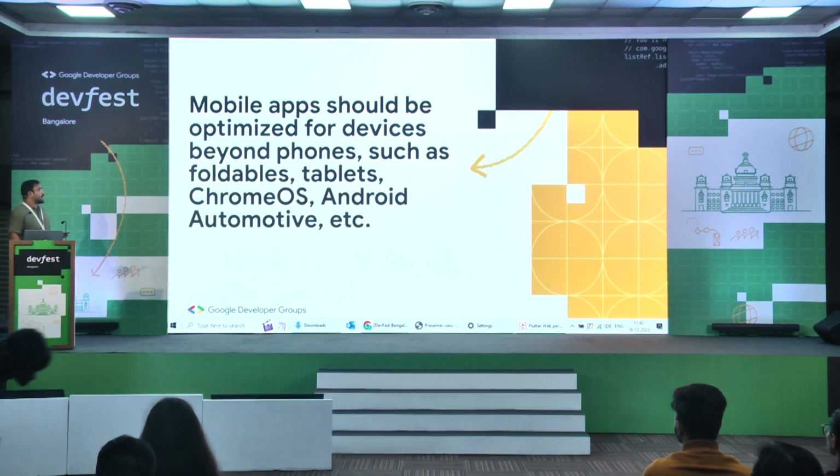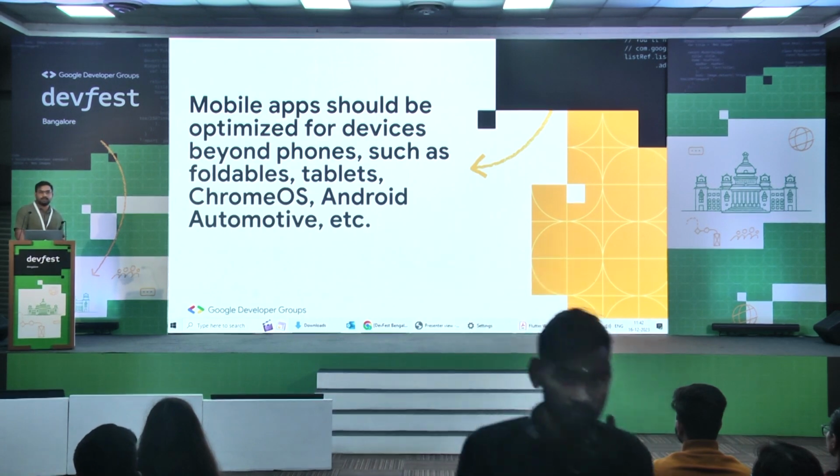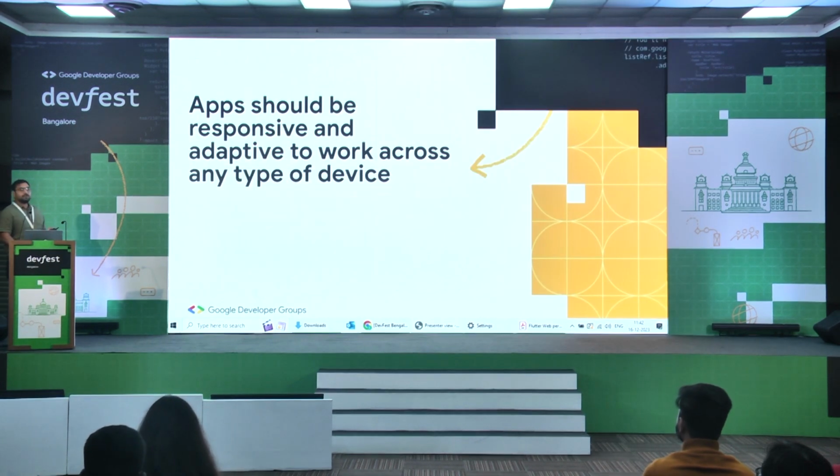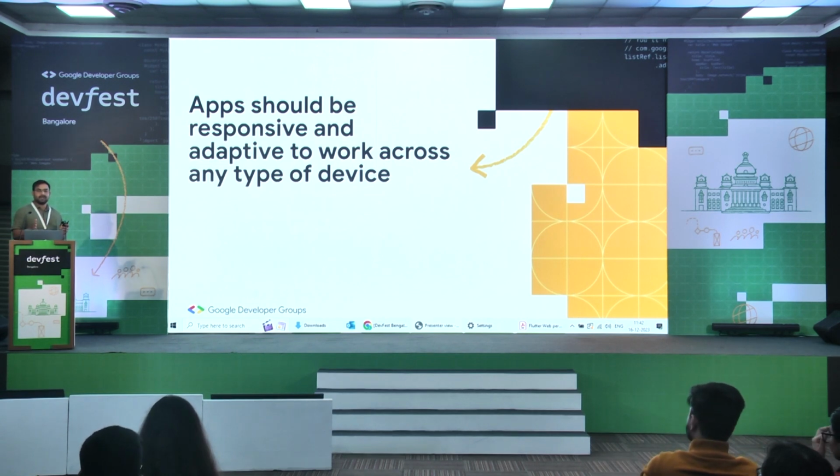Okay. Why should your app be optimized for different form factors? Mobile apps should be optimized for devices beyond phones, such as foldables, tablets, Chrome OS, and Android Automotive OS, etc., because it gives a premium experience on all form factors. Your app should be responsive and adaptive. It should not be just a large phone app when it is displayed on a tablet or any other form factor, but it should be responsive and adaptive so that your views give a premium experience to the users.